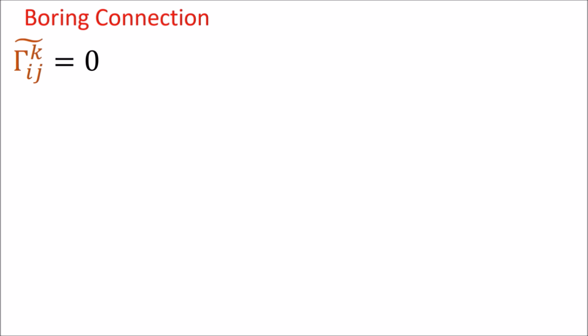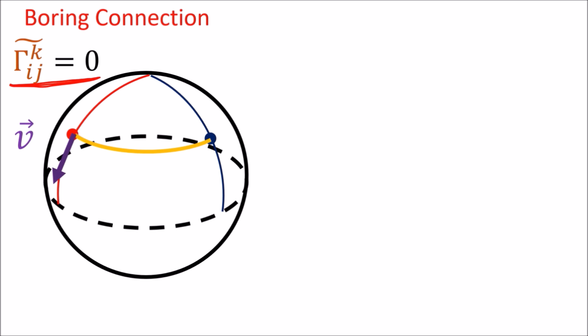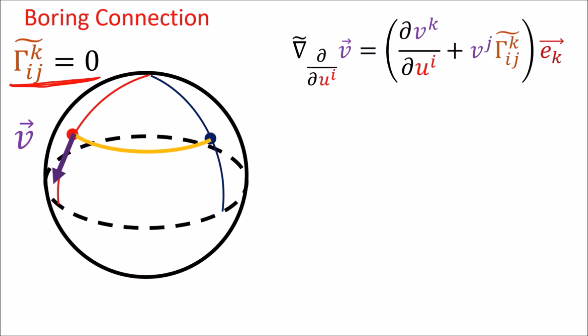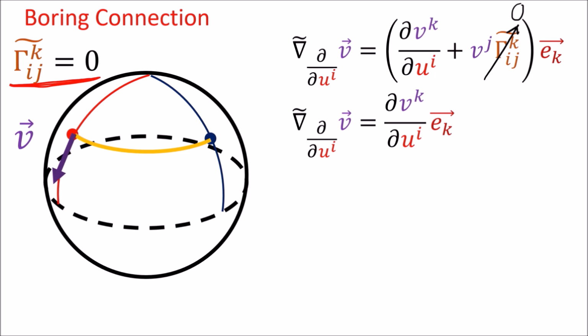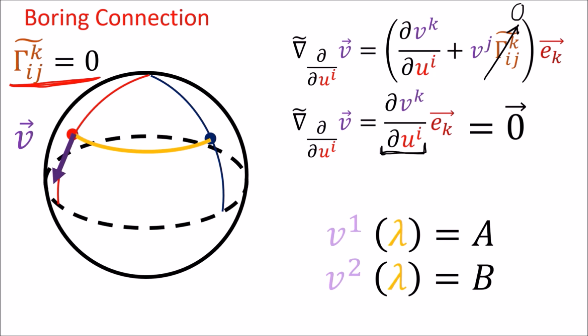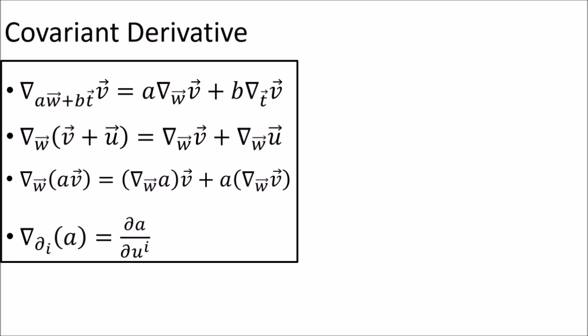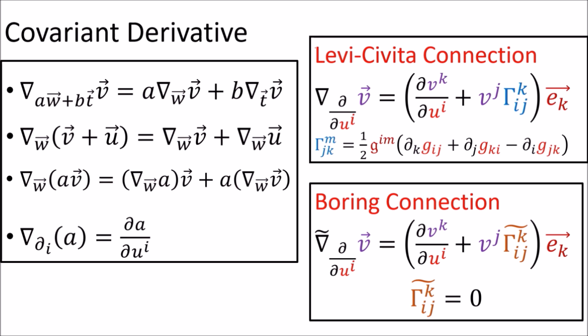Now, if we try the boring connection, where all the Christoffel symbols are 0, we'd get a different covariant derivative, where all these terms go to 0. And the parallel transport equations end up being much simpler, just setting these partial derivatives to 0. So the solutions for the vector field components are just constants. So parallel transporting this vector results in the vector always facing the southward direction. So the Levi-Civita connection and boring connection are both covariant derivatives, since they both satisfy these 4 properties.